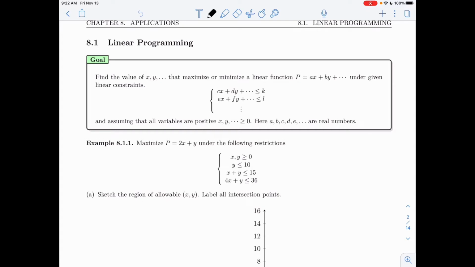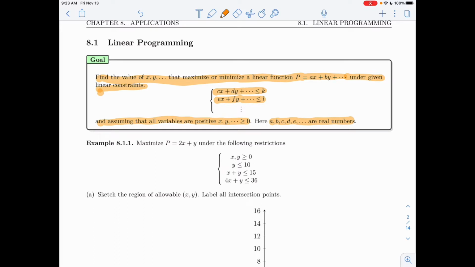Our goal in this section is to find the values of the variables x, y that maximize or minimize a linear function, so a function of the type ax plus by, where here a, b, c, all of these are real numbers. But this time we're given constraints. We need all variables to be positive, and also that all the points that we're considering fit these inequalities that are linear as well. So, under given linear constraints.